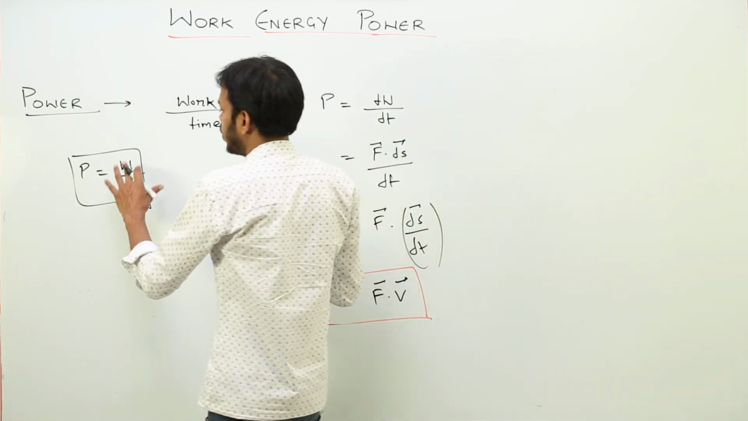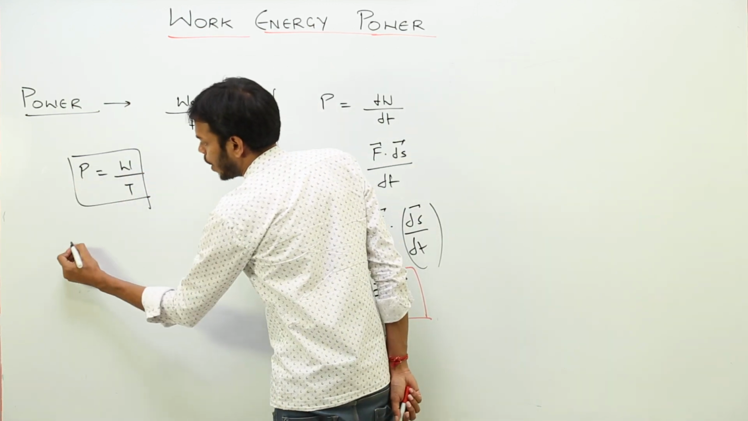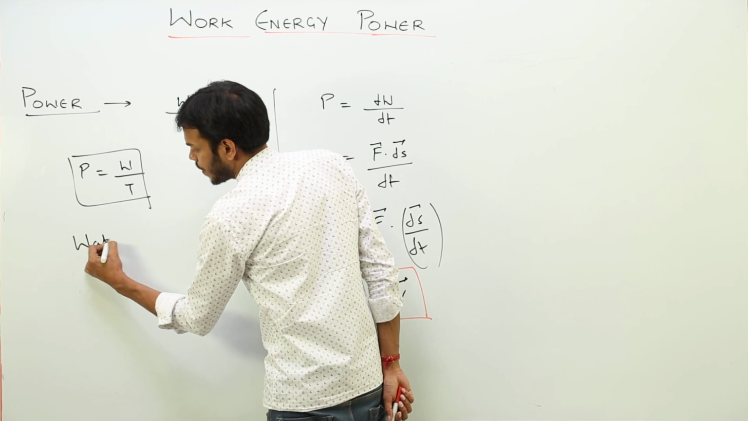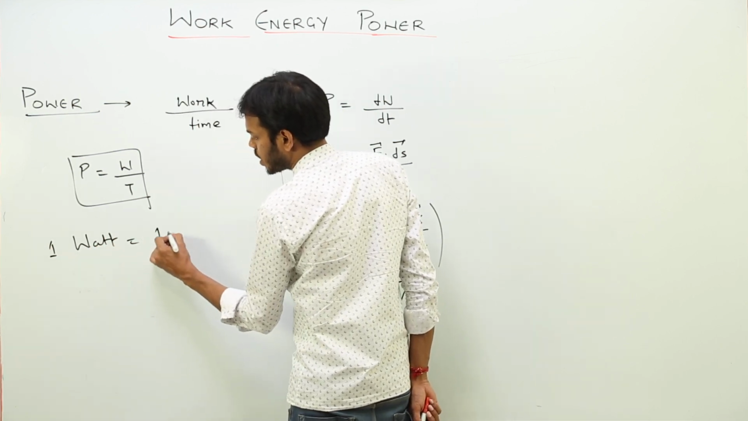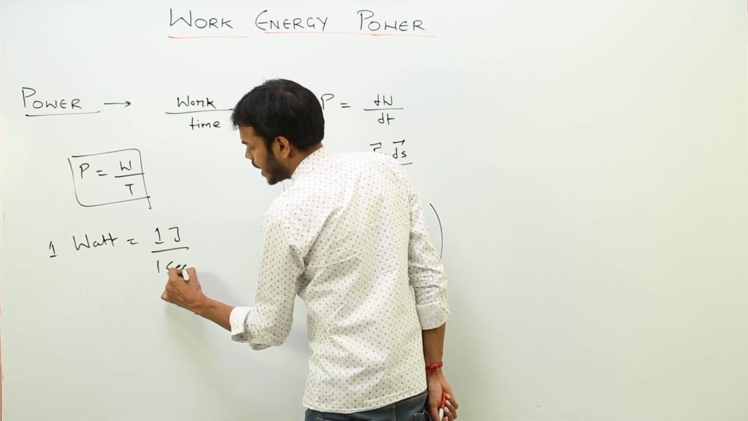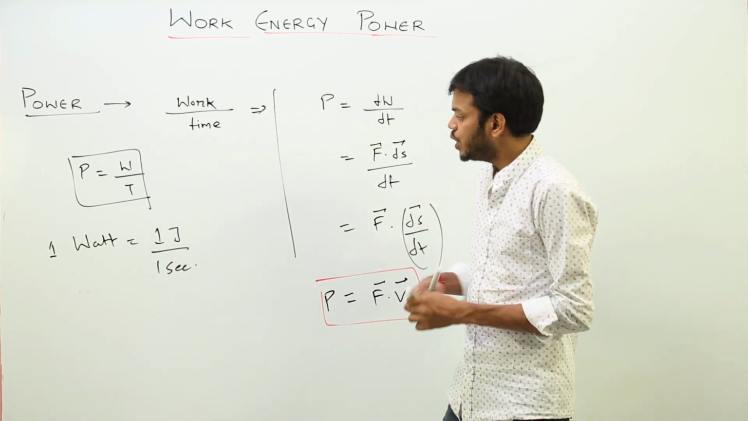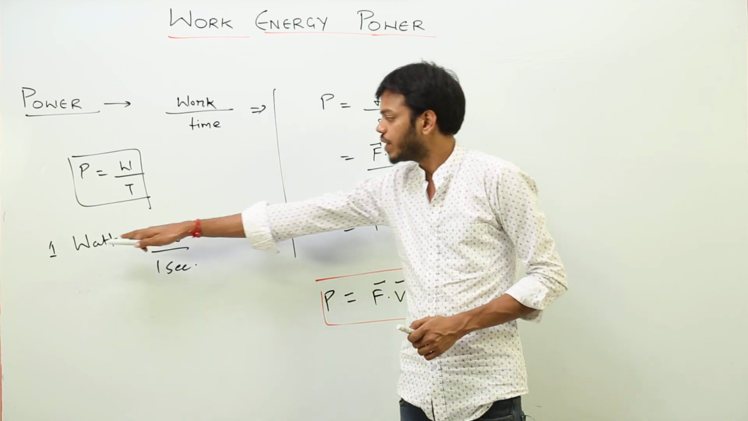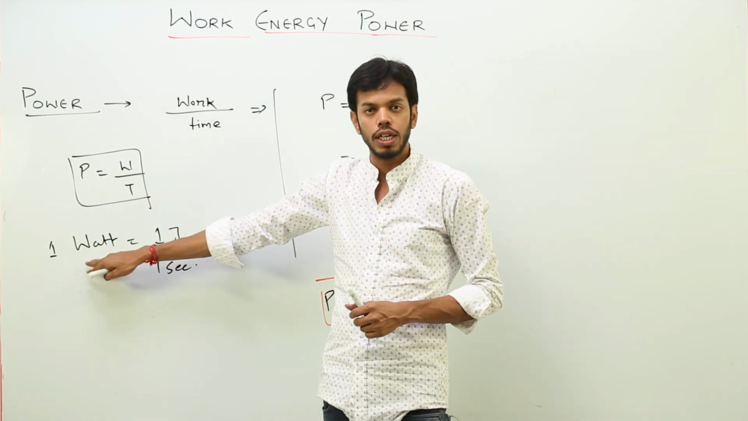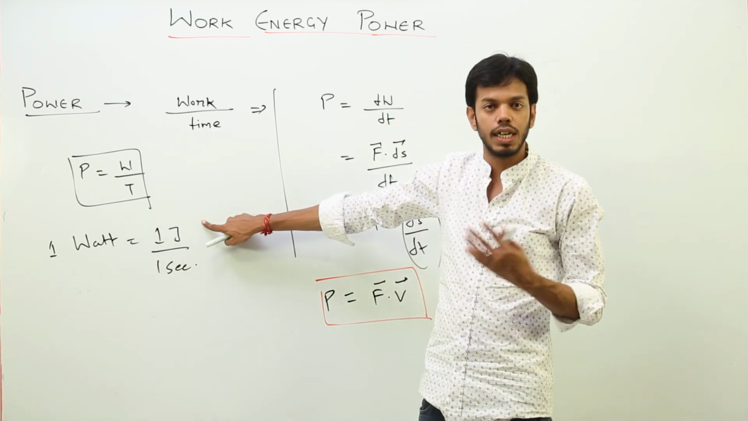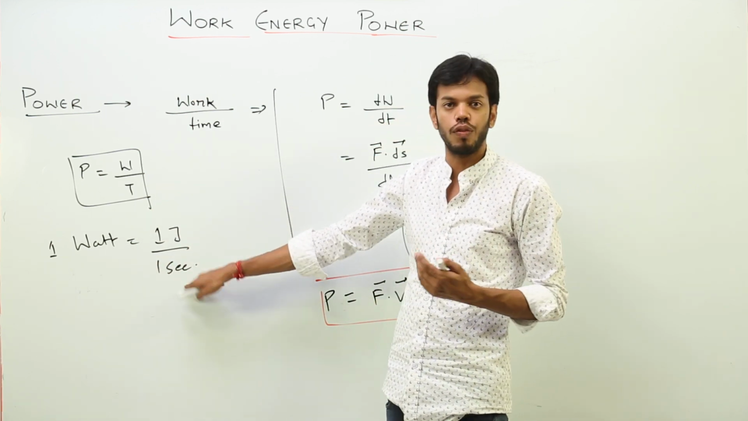Now moving on to the SI unit. The SI unit of power is called watt, and 1 watt is defined as 1 joule over 1 second. That means when 1 joule of work is done in 1 second, then power is said to be 1 watt, or the other way around, power is said to be 1 watt when 1 joule of work is done in a time duration of 1 second.